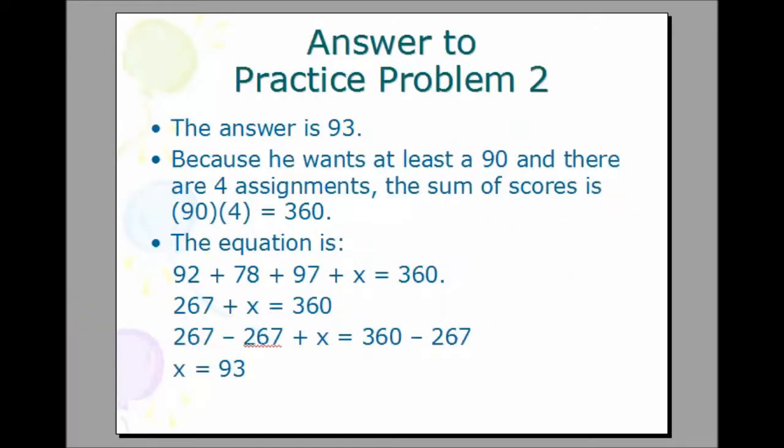The answer to practice problem 2 is 93. Because he wants at least a 90 and there are 4 assignments, the sum of scores is 90 times 4, which is 360. The equation is 92 plus 78 plus 97 plus x equals 360. The 3 scores that we do know add to 267. The equation becomes 267 plus x equals 360. When we subtract 267 from both sides, we find that x equals 93.